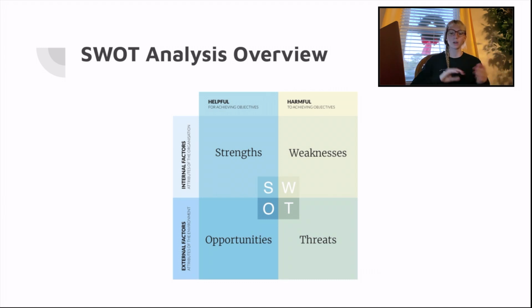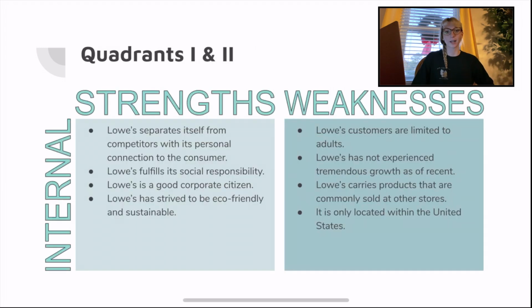And so on your first quadrant, you have the strengths, which are affected by internal factors, and the second quadrant, you have the weaknesses, affected also by internal factors. And then the third quadrant is opportunities, which are impacted by external factors. And then the fourth quadrant is threats, which are impacted by external factors as well.